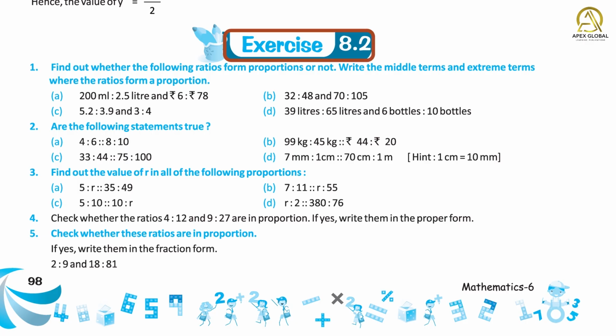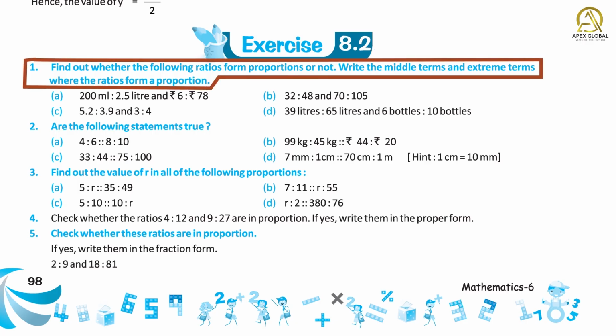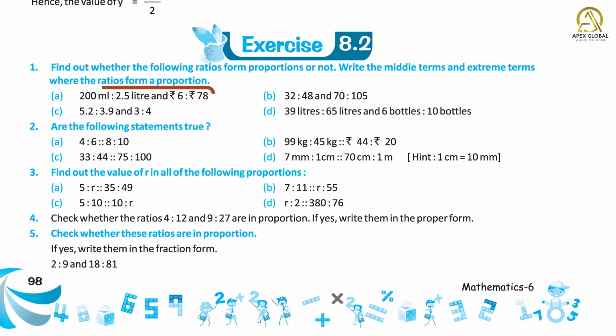Exercise 8.2. Question 1. Find out whether the following ratios form proportions or not. Write the middle terms and extreme terms where the ratios form a proportion. A. 200 milliliter ratio 2.5 liter and rupees 6 ratio rupees 78. Solution. No. B. 32 ratio 48 and 70 ratio 105. Solution. Yes. Middle equals 48 into 70 equals 3360. Extreme 32 into 105 equals 3360.